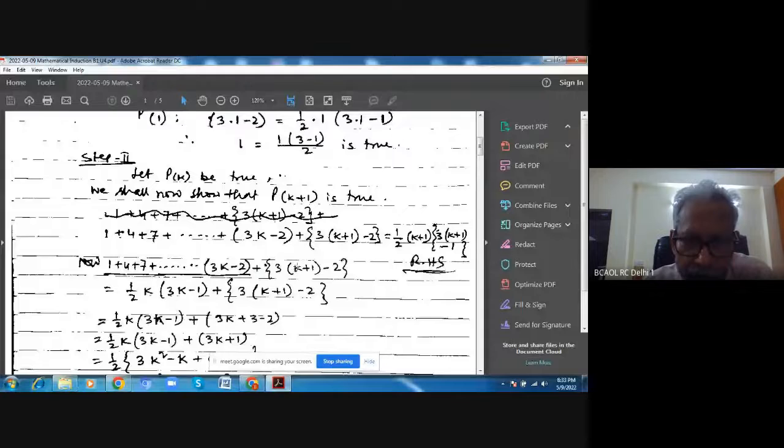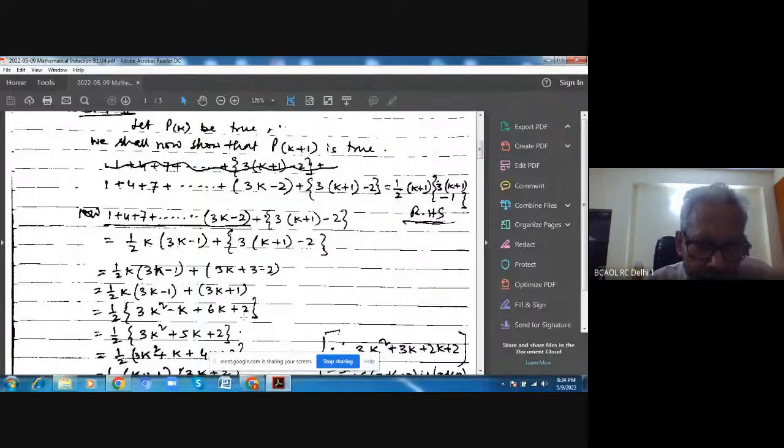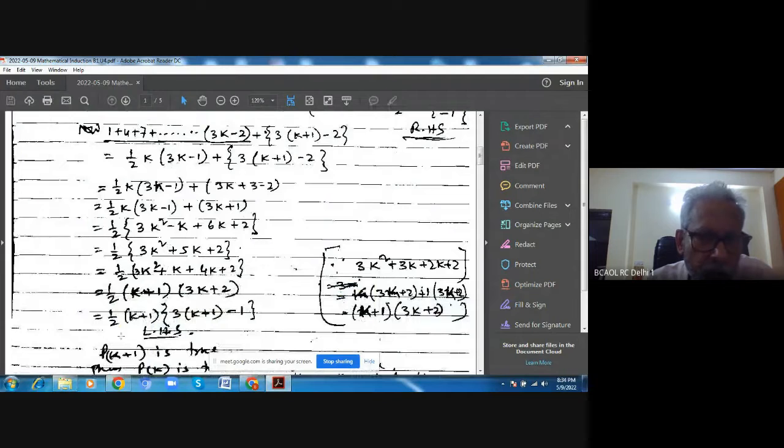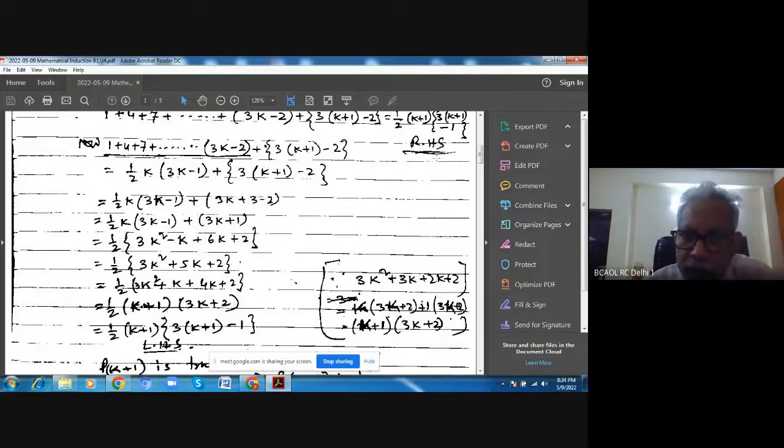After that, this portion is the additional part which you have calculated. Now you solve it. Then simply resolve 3k plus 3 and minus 2. Then slowly you can solve it. Finally you will get some formula, and finally you get 1 by 2 k plus 1 in second bracket 3 k plus 1 minus 1. You see this portion I have taken as the left hand side. Now see the right hand side.